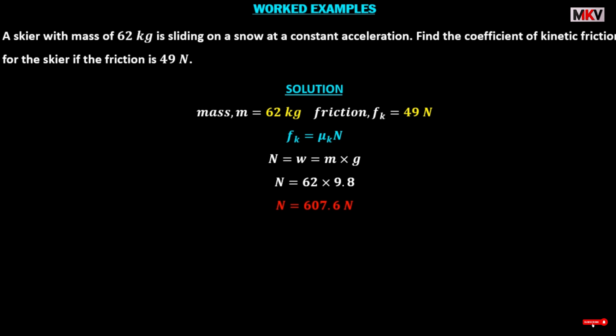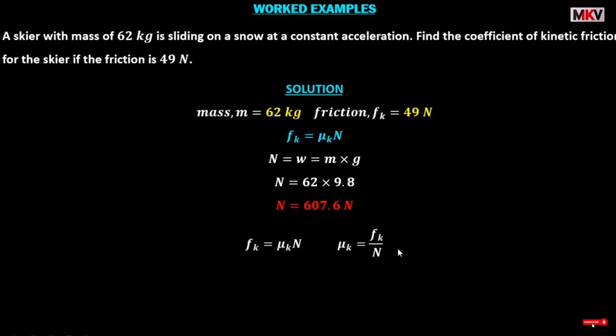Now that we have the normal force, we can substitute into the equation to get the coefficient of kinetic friction. Since we are determining the coefficient, we are supposed to make mu k the subject of the relation. Therefore mu k is equal to Fk over n.